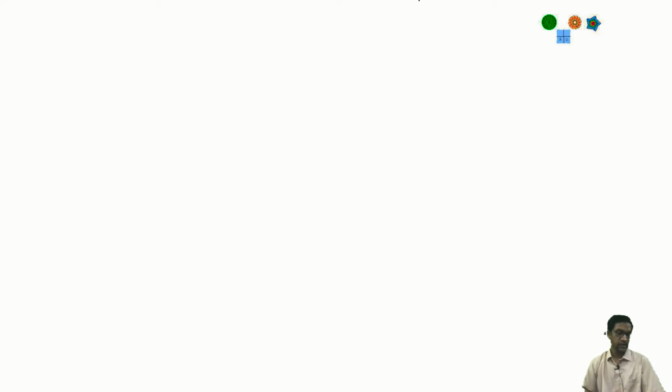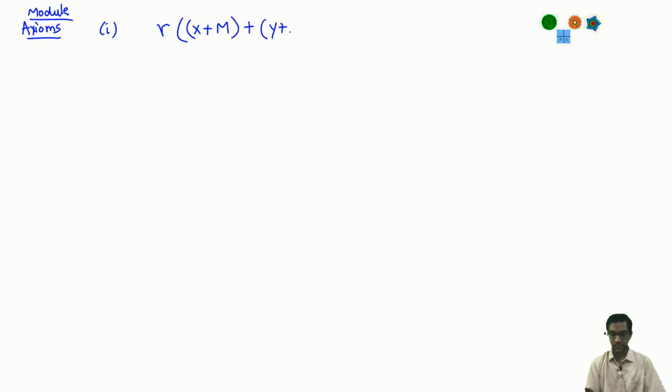Now we'll need to check the R-module axioms. So, does this make M/N into an R-module? Let me check one of them. All the others are similar. So let's check the module axioms. Axiom 1, for example, says that if I take a ring element r and the sum of two elements, here the sum of two cosets, I have to verify whether this gives me the same answer as r acting on x plus N plus r acting on y plus N.